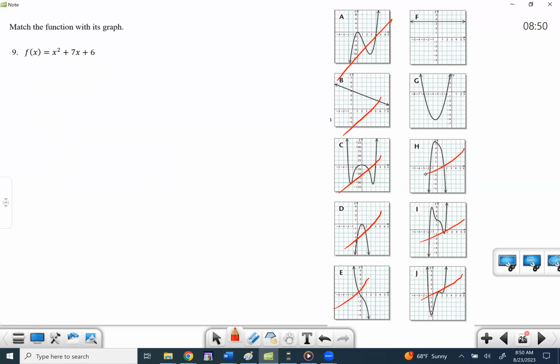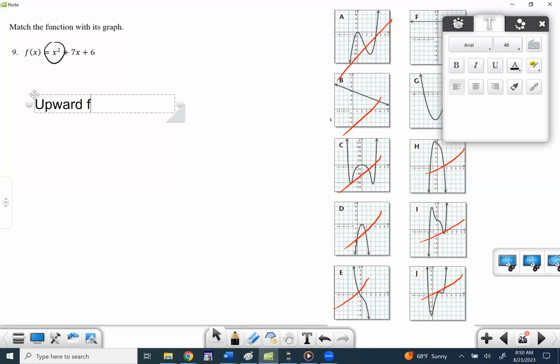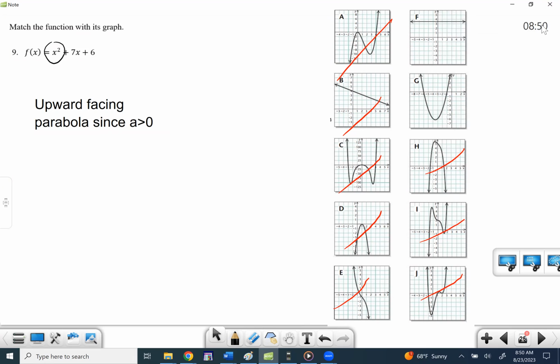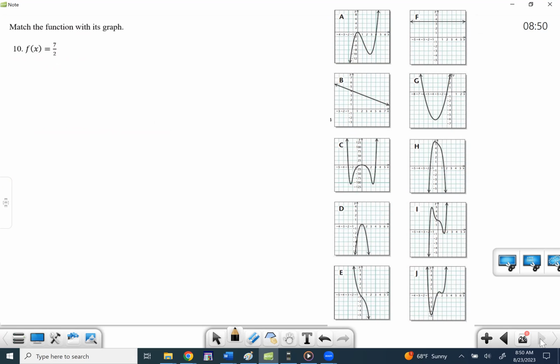Okay. Well, this is a parabola because it's an x squared. This is an upward. You know what? I might as well type because, man, my writing. So this is an upward facing parabola since a is positive. Since a is greater than 0, it faces up, so that has to be G. So by default, it looks like this last one has to be F. And that's pretty clear, you guys, that this is just going to be a constant or horizontal line.